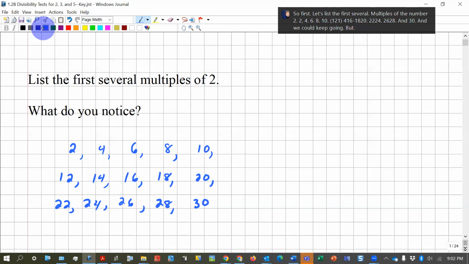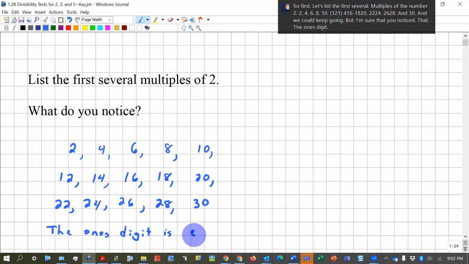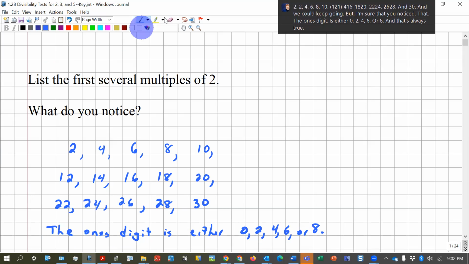I'm sure that you noticed that the ones digit is either 0, 2, 4, 6, or 8. And that's always true if the number is a multiple of 2, or if 2 is a factor of that number.